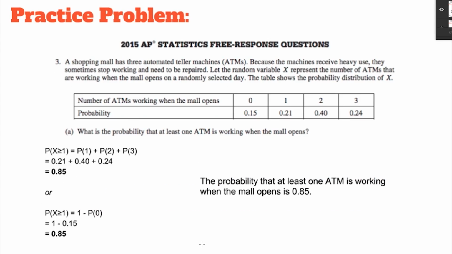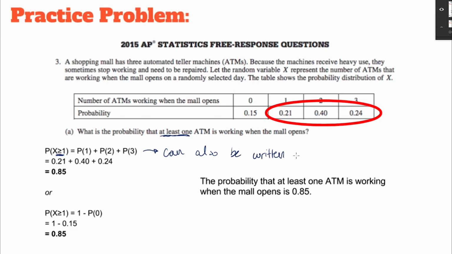On the AP test, you might be asked to find a probability such as the one in this problem, where x is greater than or equal to 1. To solve this problem, you could add up the probabilities of x equaling 1, 2, and 3, or you could make your life easier and take the probability that x equals 0 and subtract it from 1.